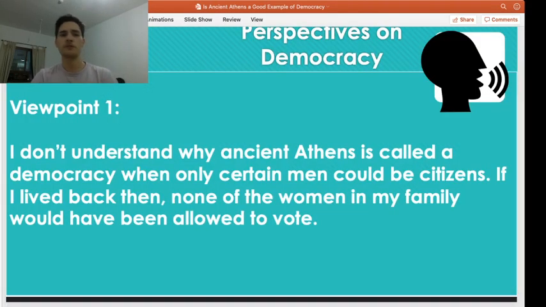So the first perspective, viewpoint number 1: I don't understand why ancient Athens is called a democracy when only certain men could be citizens. If I lived back then, none of the women in my family would have been allowed to vote. So this perspective is saying ancient Athens is not a democracy because none of the women in their family could have voted. Only a certain amount of citizens could actually vote. So that's why they think it's maybe not a democracy. Do you agree? Do you disagree? All right, think about that.